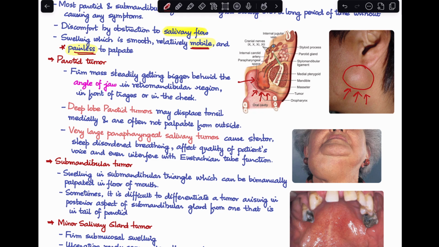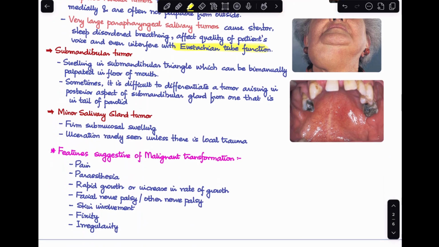And if there is a very large parapharyngeal salivary tumor, it can end up causing stutter, sleep disordered breathing, and affect the quality of the patient's voice as well. And in major cases, it can even interfere with eustachian tube function. So this is how a parotid tumor usually presents. If the deep lobe is involved, you have to look inside the oral cavity as well. Only external examination will not be enough. Next, submandibular tumor.